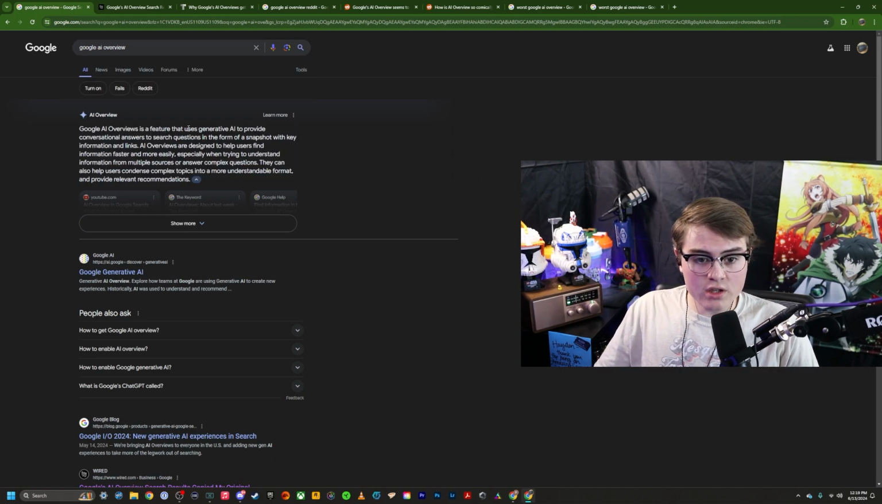It is a feature that uses generative AI to provide conversational answers to search questions in the form of a snapshot with key information and links. AI overviews are designed to help users find information faster, more easily, especially when trying to understand information from multiple sources or answer complex questions. They can also help users condense complex topics into a more understandable format and provide relevant recommendations.